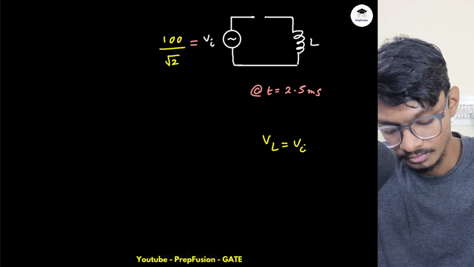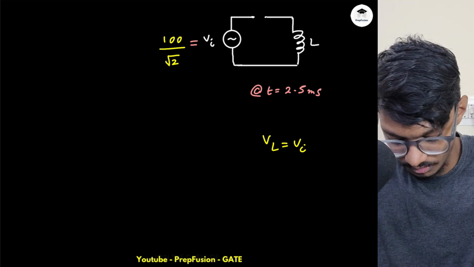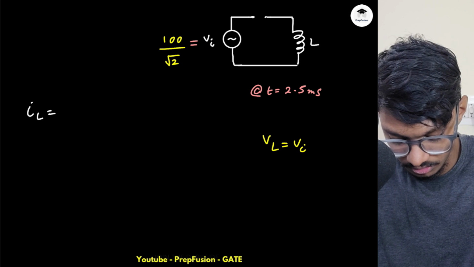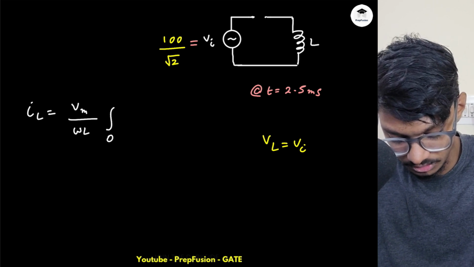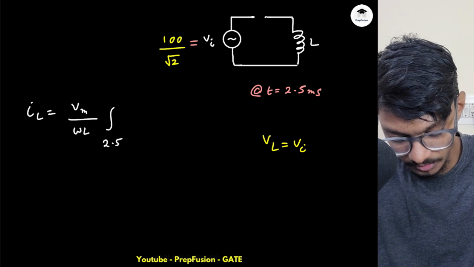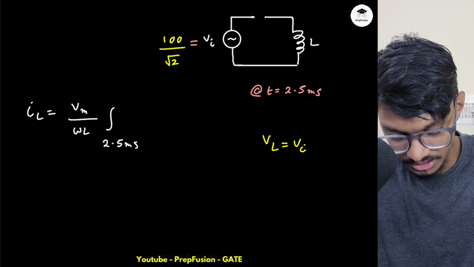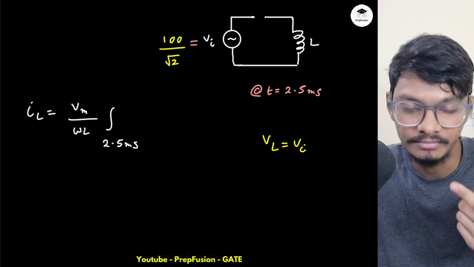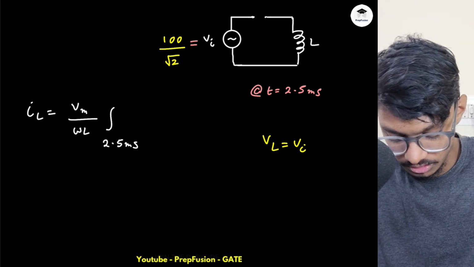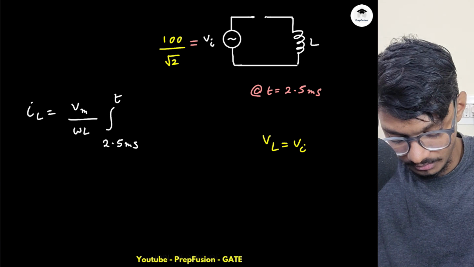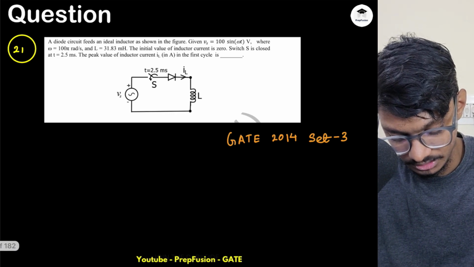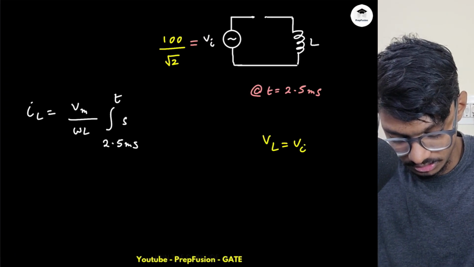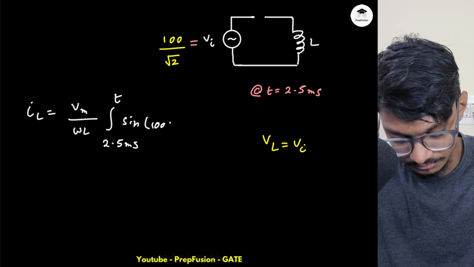So what will I do? Basically, my IL will be, I will use the same formula, Vm by omega L, integration from 2.5 milliseconds this time. I am starting from 2.5 milliseconds, not from 0 to some time t, and this will be sine omega t, that is sine 100 pi t.